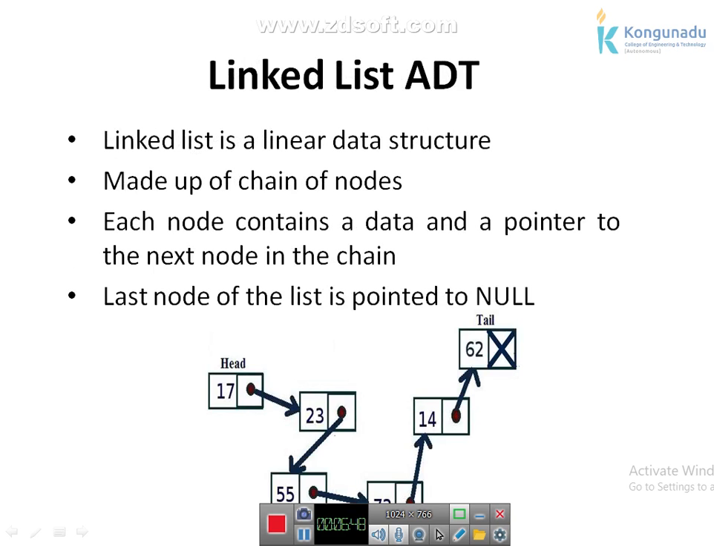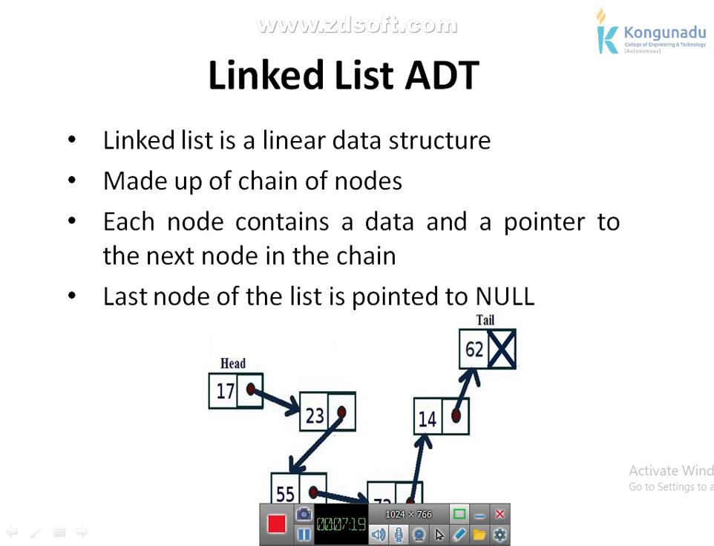Next one is linked list ADT. A linked list is a linear data structure. Array ADT is also a linear data structure. A linked list is made up of a chain of nodes, with consecutive nodes. Each node contains two fields, namely a data field and a pointer field. The last node of the list points to a null value. This is the example for linked list ADT.